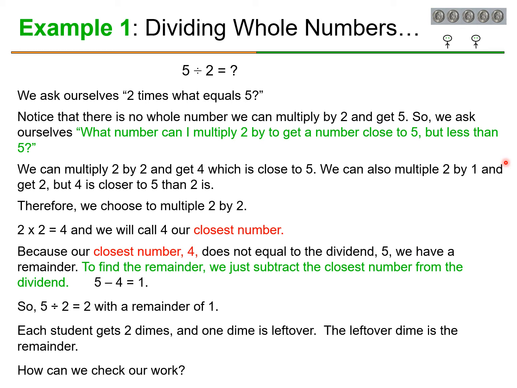How can we check our work? To check your work, what you can do is multiply the quotient, which is 2, times the divisor, 2 times 2 is 4, and add the remainder. 4 plus 1 should equal the dividend, 5. Again, multiply the quotient times the divisor, which gets you 4, and to that you add the remainder. 4 plus 1 is 5. Always check your work.